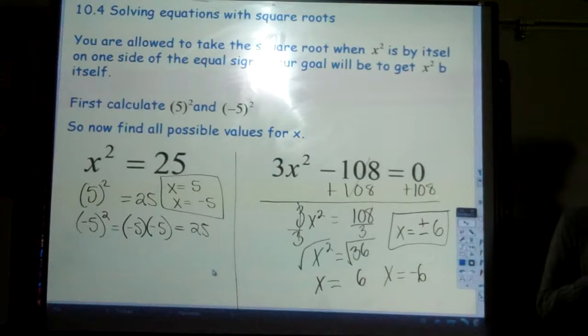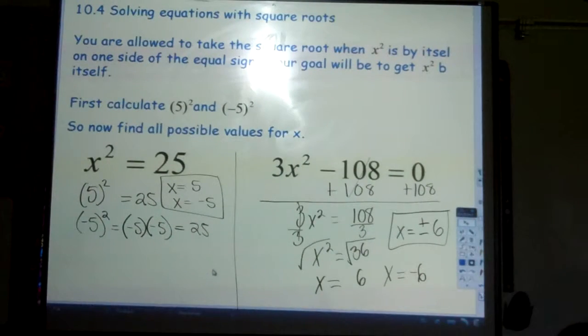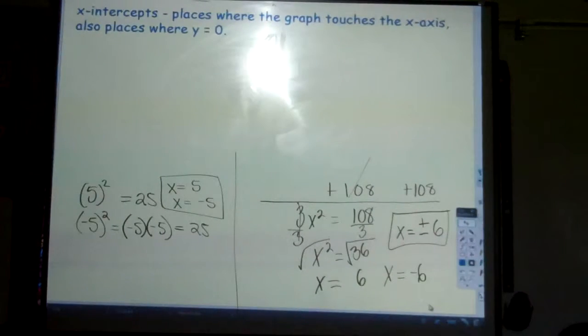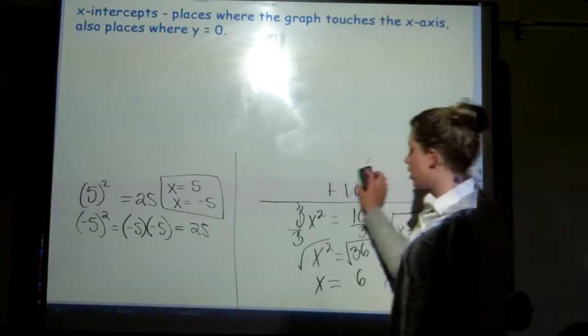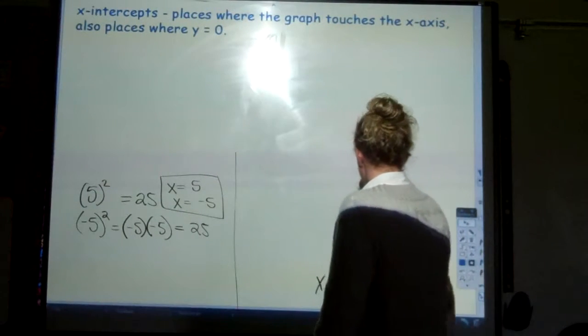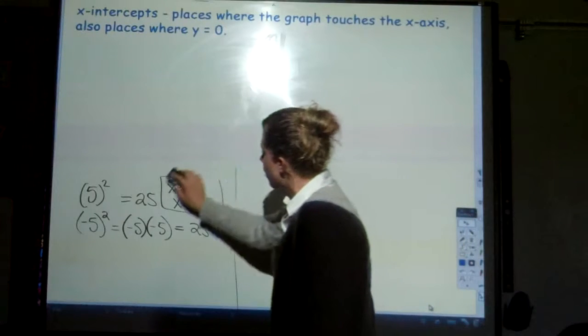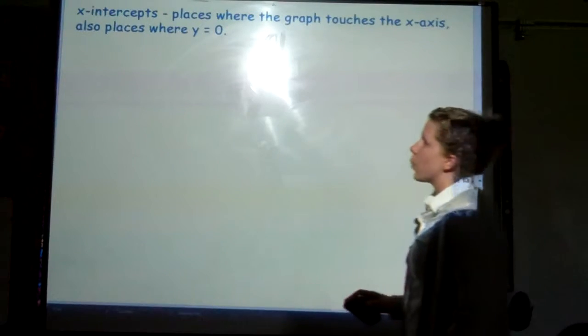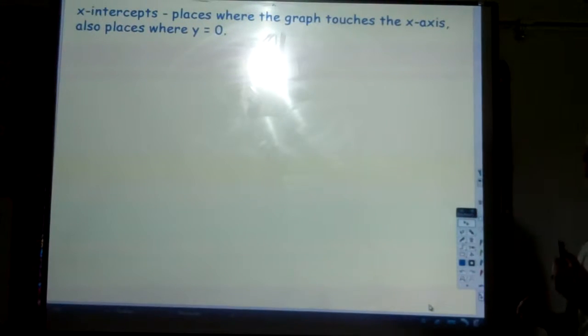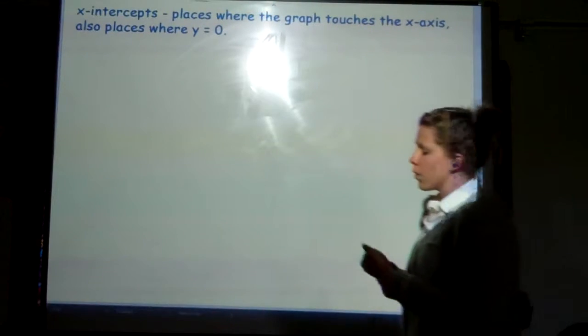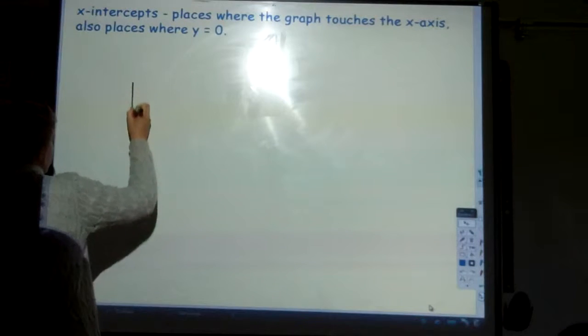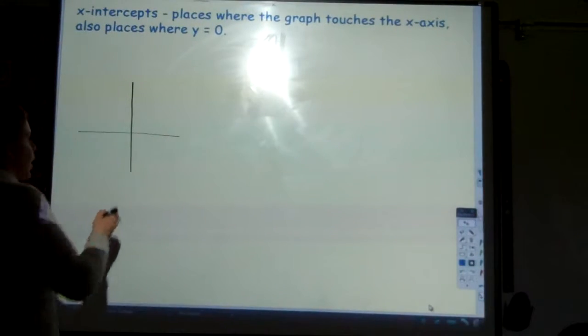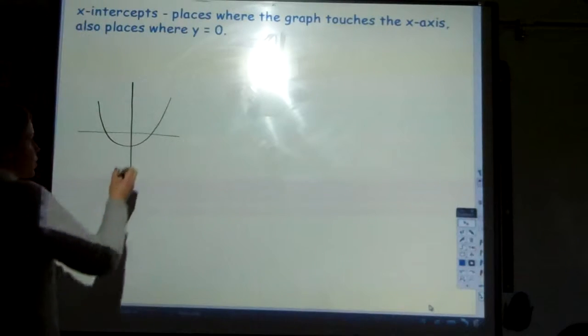Now we're going to talk about what this does for you graphically. So graphically, remember when we graph something that has an x squared in it, it's going to be a quadratic, so that means it's a parabola. And when we're talking about a parabola, it has something called x-intercepts. The x-intercepts are the places on the graph where your parabola touches the x-axis. There are a couple of different possibilities. The first possibility is that you've got a parabola either opening up or opening down, but in either case, the parabola touches the x-axis in two spots.